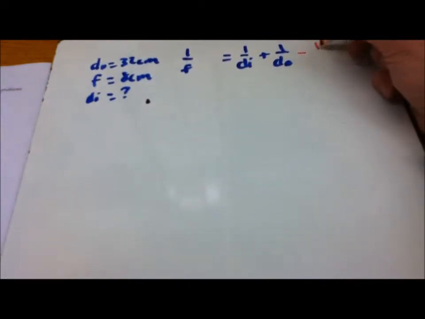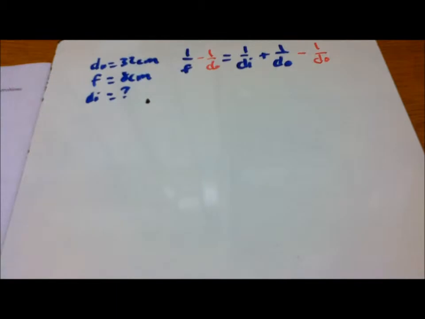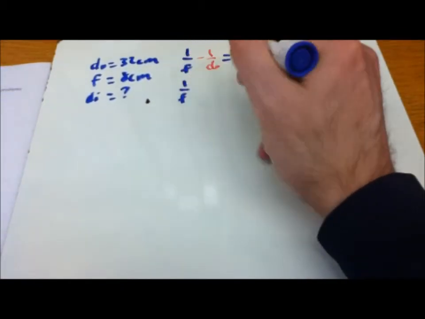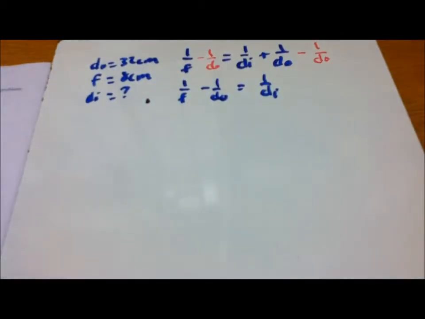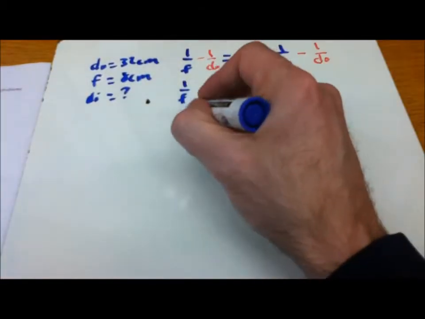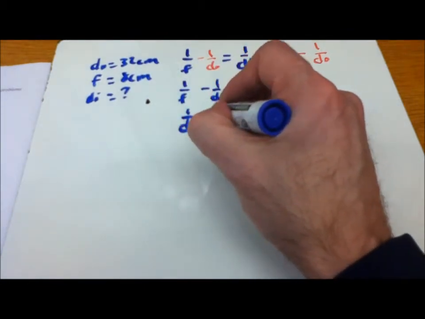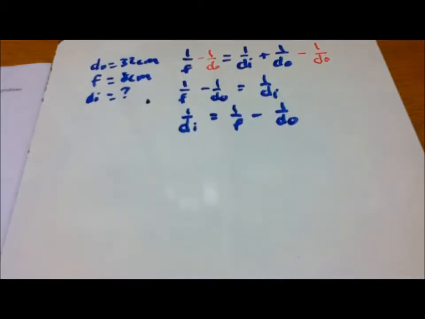So let's subtract 1 over do from both sides. Okay, and when we rearrange this, what we're going to get is 1 over f, subtract 1 over do equals 1 over di. We can just flip it, of course, to make it easier to write from left to right, I should say. So 1 over di equals 1 over f, subtract 1 over do.